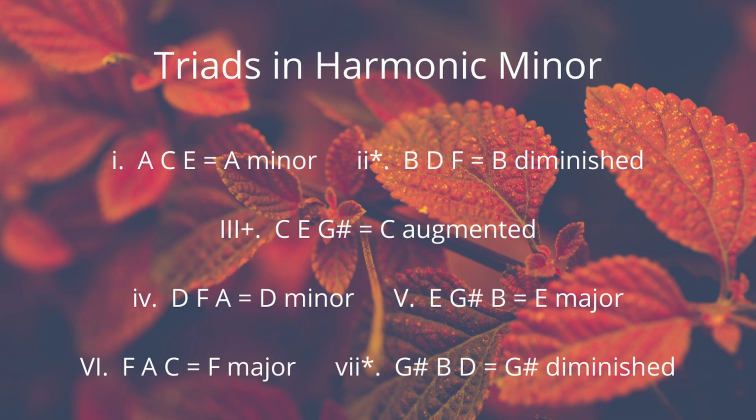Here's the A minor triad. Here's the B diminished triad. The C augmented triad. The D minor triad. The E major triad. The F major triad. The G sharp diminished triad. And let's just go ahead and resolve that to A minor.